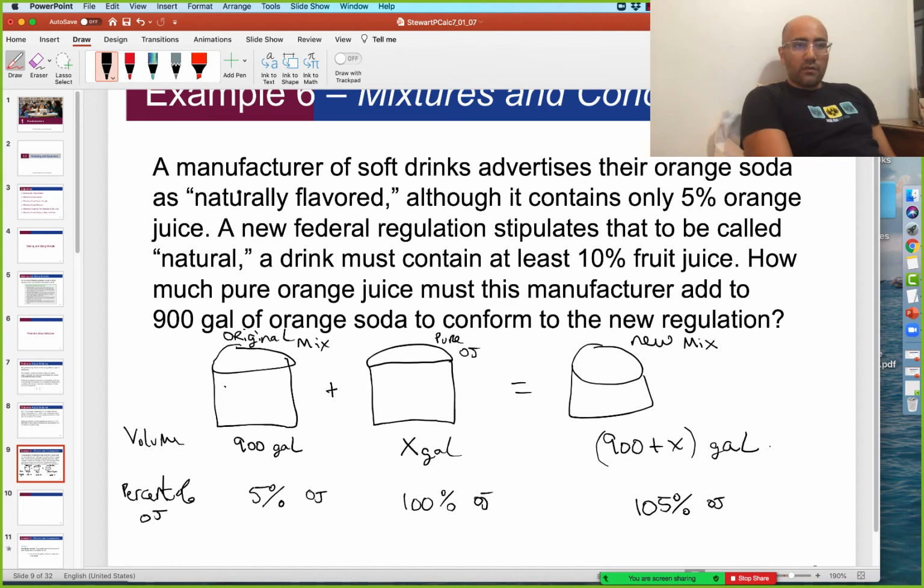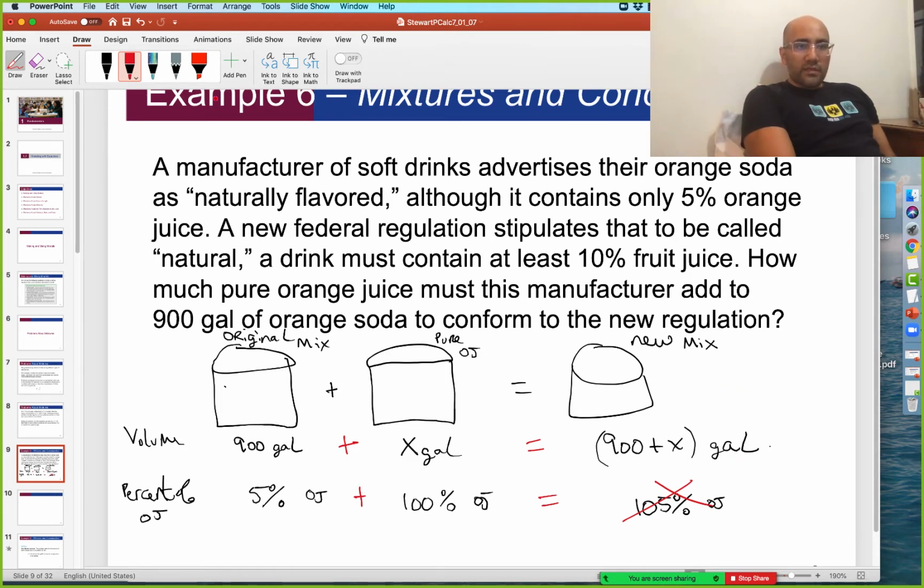So clearly, in this situation, you can't add the percentages, right? So that's not true. We do add these, so this one, the volume, 900 gallons plus X gallons does equal 900 plus X gallons. There's a conservation of volume that happens, but the percentages don't work out that way, right? So 5% plus 100%, right? It's not going to make sense. It doesn't equal 105% OJ in the final mixture.